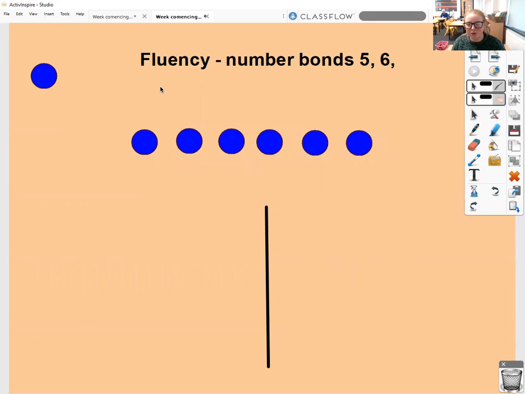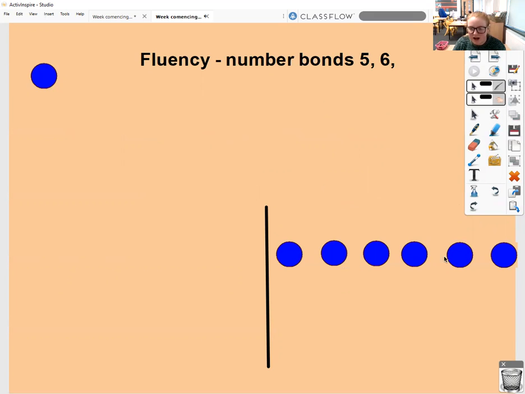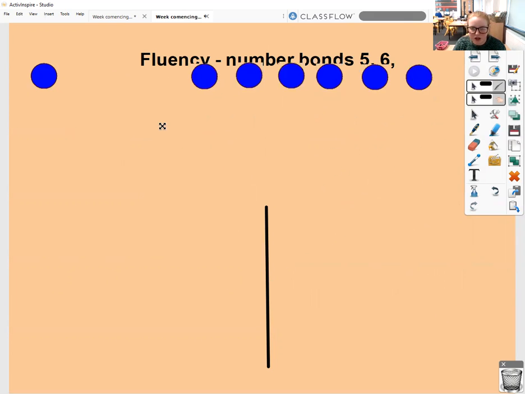What does our first number bond start with? Our first number bond is going to start with 0. So in our first part, I'm going to put 0 counters. In our other part, I'm going to put how many? 1, 2, 3, 4, 5, 6. So one part is 0. One part is 6, our whole is 6. We could say 0 plus 6 more equals 6. Fantastic. So our first number bond started with 0.